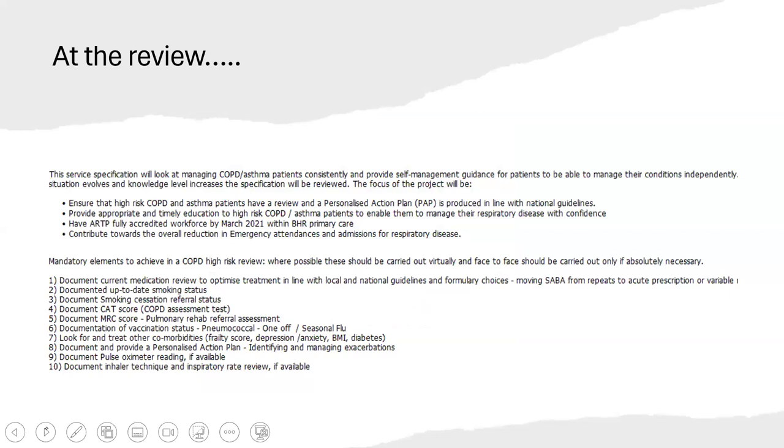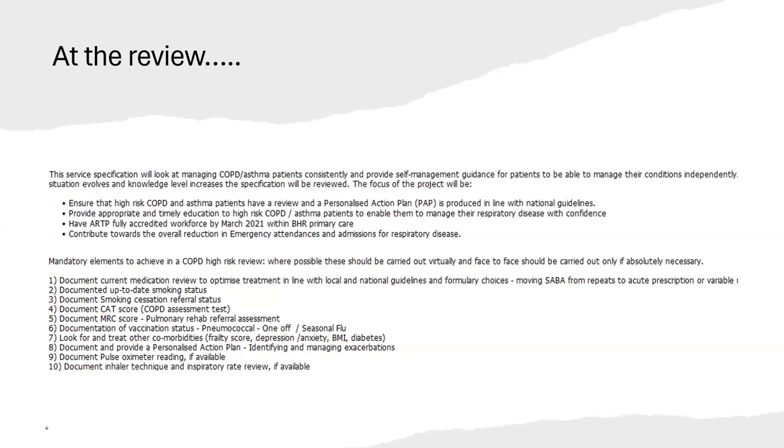So at the once a year review, it's very complex. So I would recommend using the template, because if you fill out all the fields in the template, then you've done the review properly. There has to be a personalized action plan, and this needs to be produced in line with the national guidelines.